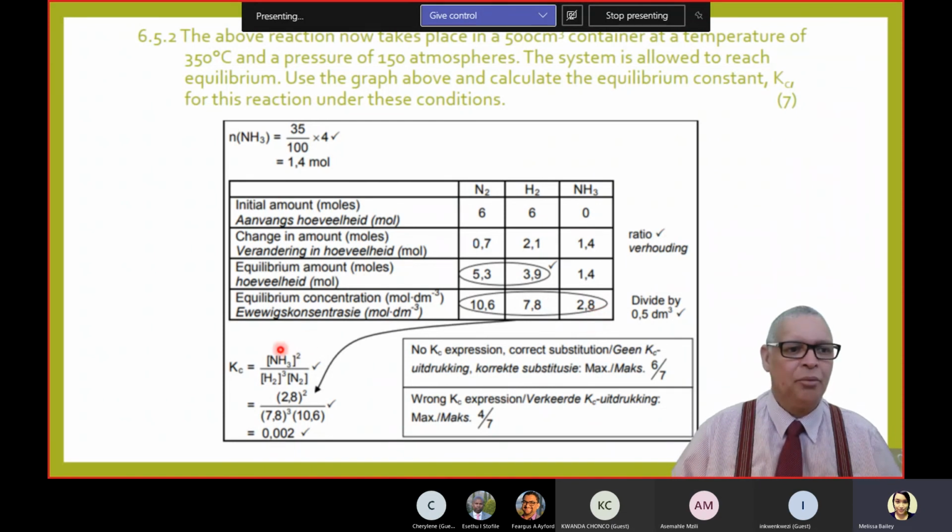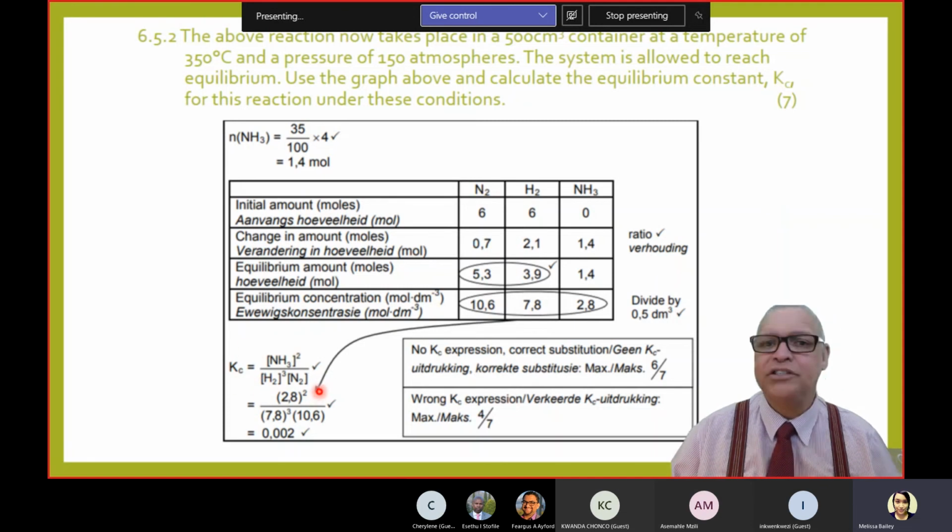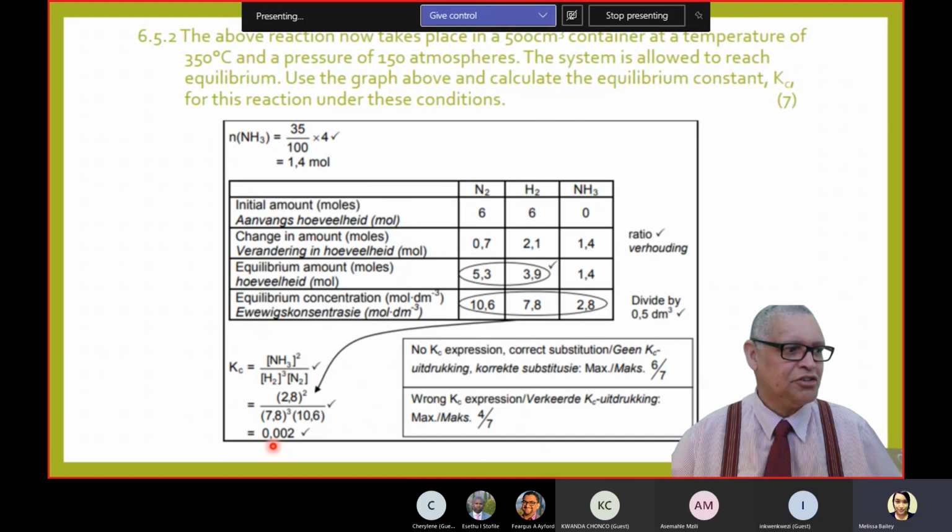We take these values now, we put them into our Kc expression. Remember, it's important to write your Kc expression. As we've established at the outset of our lesson, Kc is equal to the concentration of the products divided by the concentration of the reactants. Our product is ammonia. Our reactants are hydrogen gas and nitrogen gas. And then if we take these values here, there we have 10,6, there we have 7,8, and notice that is with the 3 because there's 3 moles of hydrogen that are needed for that. And there we have our 2,8, and there our Kc value is 0,02, right?